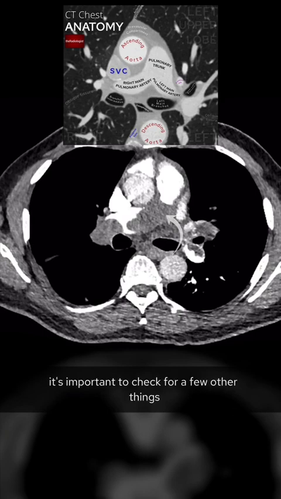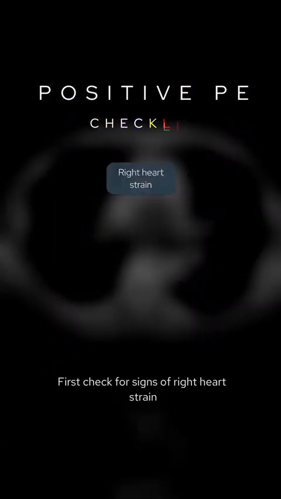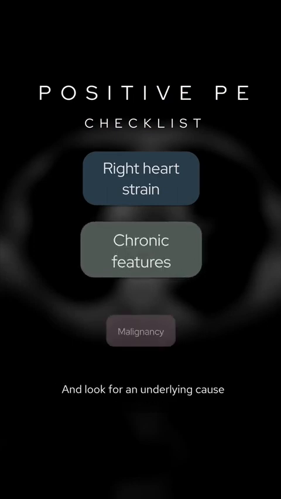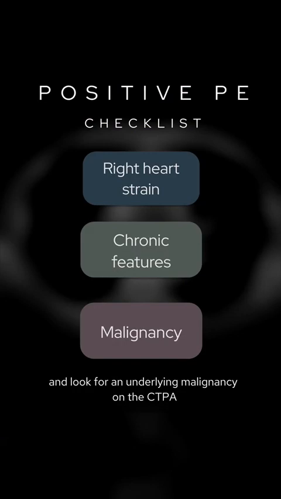It's important to check for a few other things. First, check for signs of right heart strain, assess for any features of chronic thromboembolism, and look for an underlying cause, and look for an underlying malignancy on the CTPA.